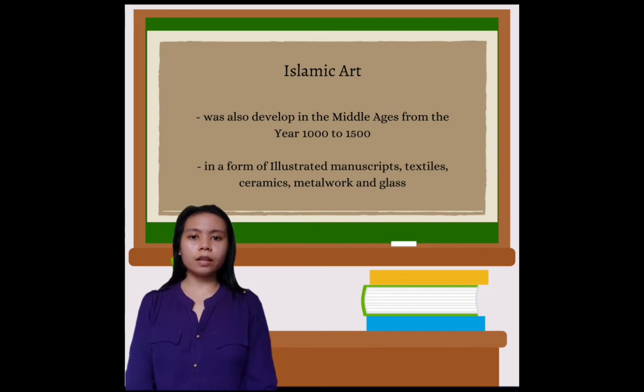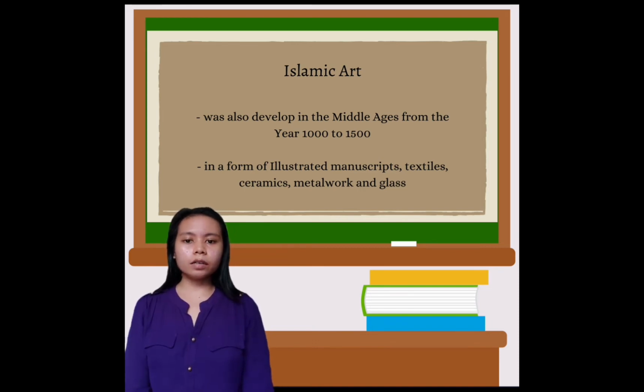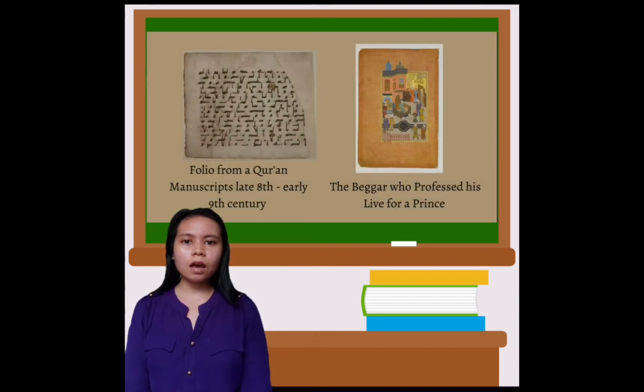Islamic art was also developed in the Middle Ages. Religious Islamic art has typically been characterized by the absence of figures and extensive use of calligraphic, geometric, and abstract floral patterns. Islamic art took the form of illustrated manuscripts, textiles, ceramics, metalwork, and glass. So let's have a look at examples of Islamic art: the folio from a Quran manuscript and the beggar who professed his life for a prince.